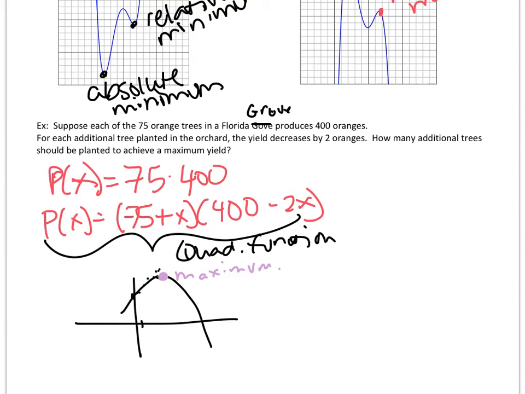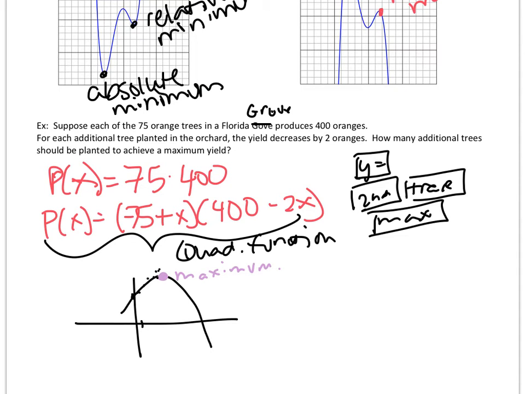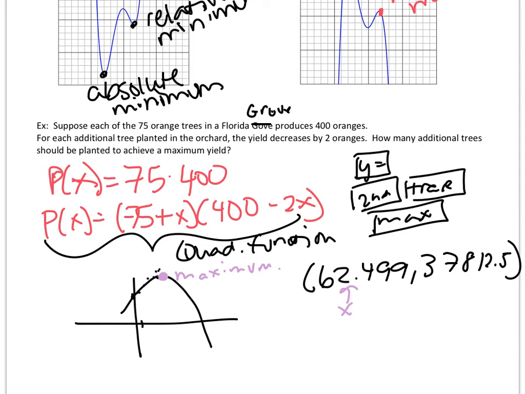So by doing this on the calculator, you're going to type it in y equals, then you're going to graph it, and then you're going to do second trace to get into the calculate menu, and you're going to do maximum. Okay, or whatever calculator function you have, and you should get that the maximum is 62.49, 37,812.5.